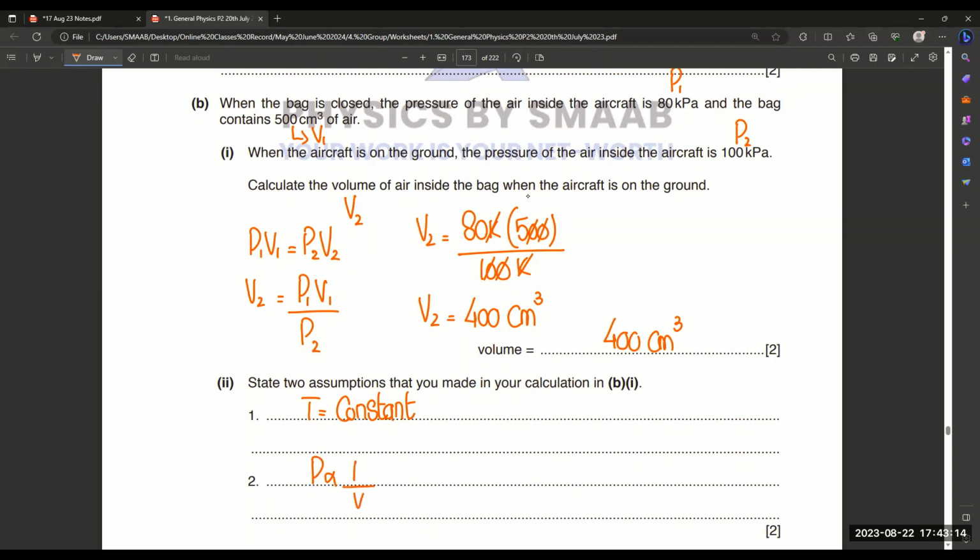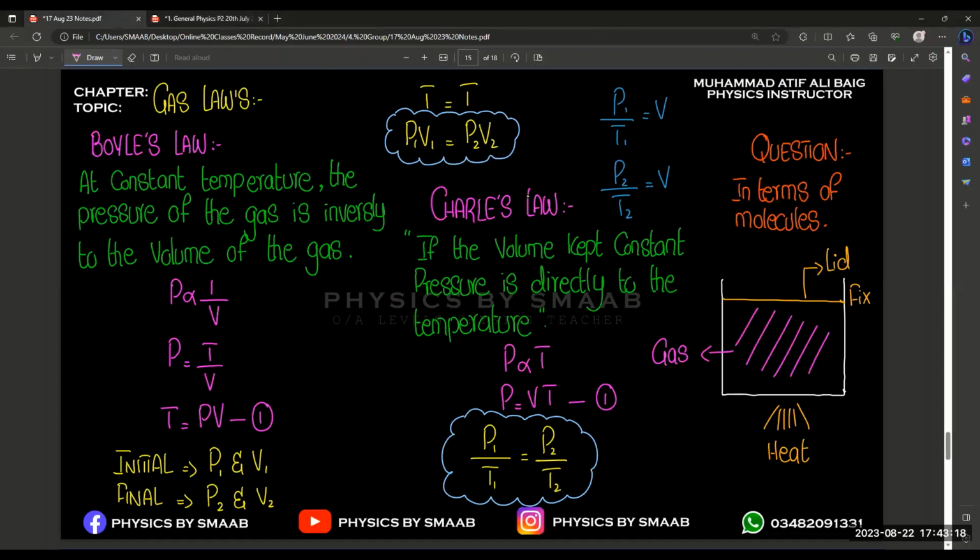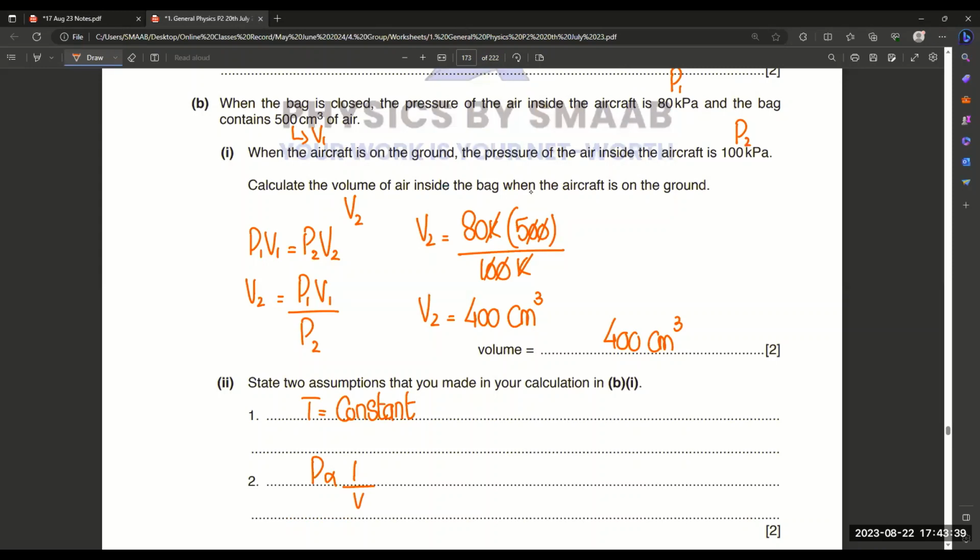That's an assumption. Yes, because that is law, and in the law, it is the assumption that your temperature is constant, right? And the second thing we consider that pressure is inversely proportional, right? Because we are not defining the law, we are just applying that law on the question, right? So they are indirectly asking about the concept, what is the law actually you are using in that question, right? Their way of asking is different, right?